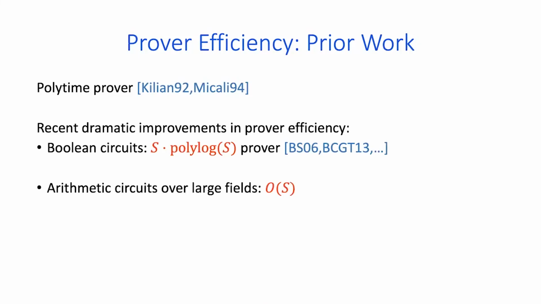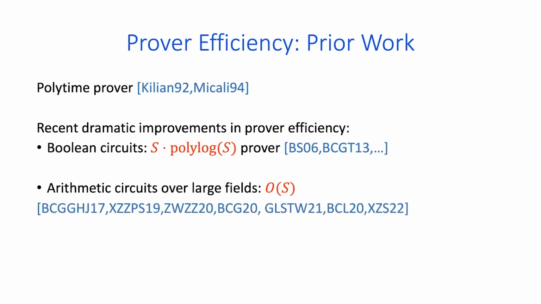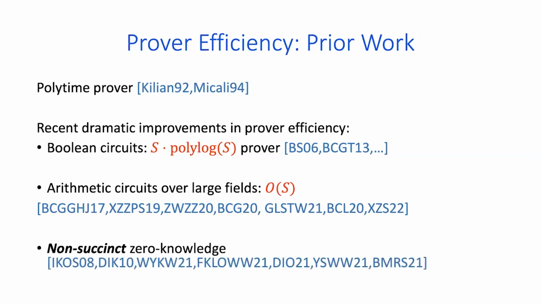If you look at arithmetic circuits, as in Justin's talk, it was known prior to our work how to achieve strictly linear overhead for arithmetic circuits. And this was a sequence of works. It's related to the techniques that I'll describe here today, so we'll see this. So if you're looking at arithmetic circuits over large fields, we know how to achieve constant prover overhead.